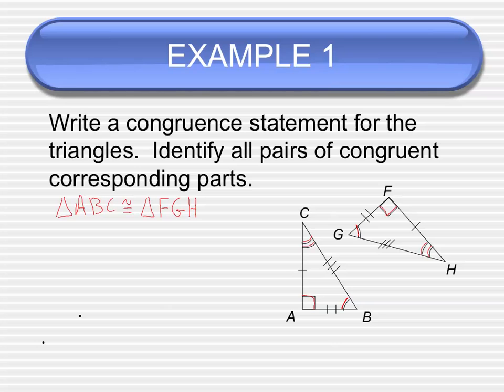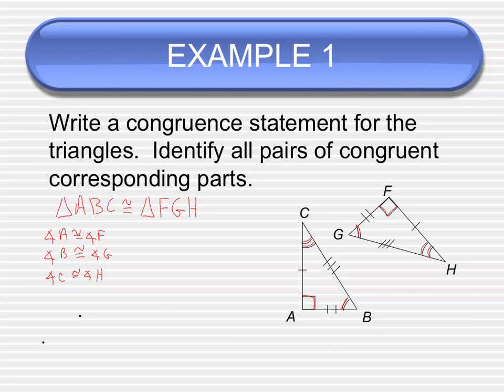Now, just the way we went and named corresponding angles, I can then make those statements that angle A is congruent to angle F, that angle B is congruent to angle G, and that angle C is congruent to angle H. That would be naming all the corresponding congruent angles.